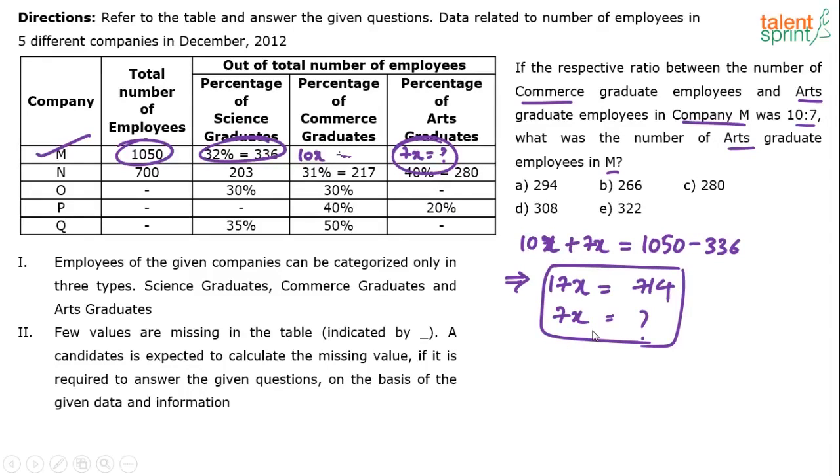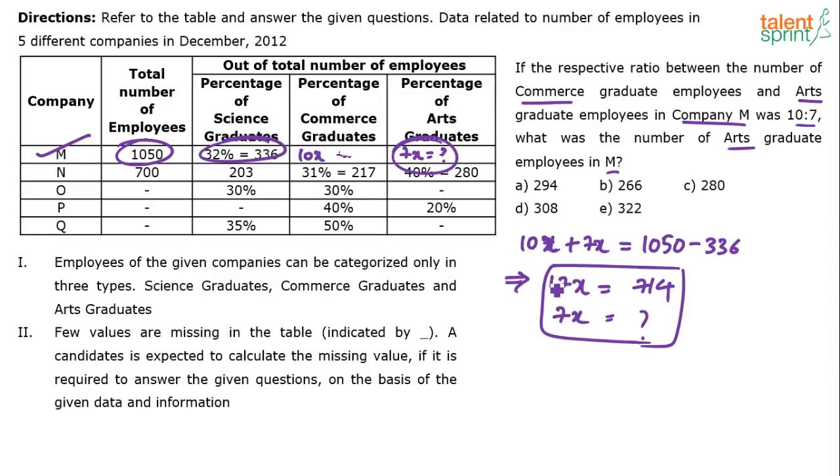Like in the previous case, we had cross multiplied percentages. We were given one percentage value. The other percentage value had to be calculated. This time we have been given in terms of number of parts indirectly. That 17 parts are equivalent to 714. 17 parts are equal to 714. 7 parts equal to what?